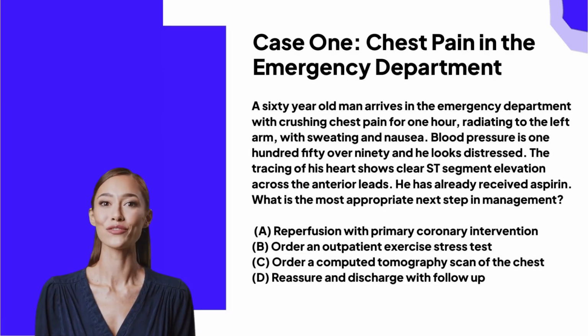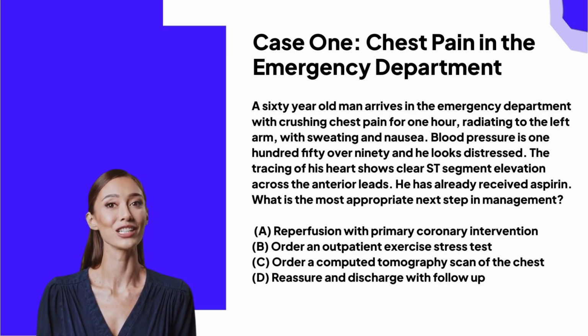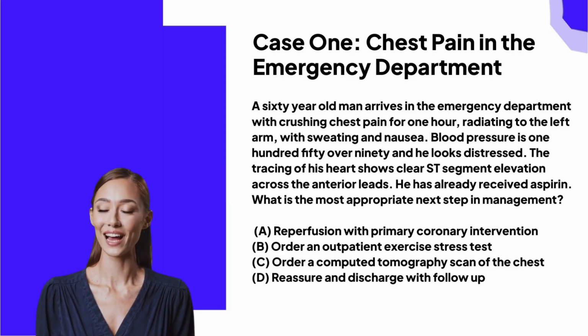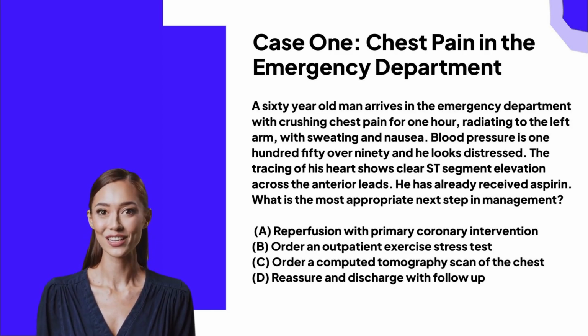Let us work through our first case, and this one tests whether you can recognize a true cardiac emergency. A 60-year-old man arrives in the emergency department with crushing chest pain for 1 hour that radiates to the left arm, with sweating and nausea. His blood pressure is 150/90.